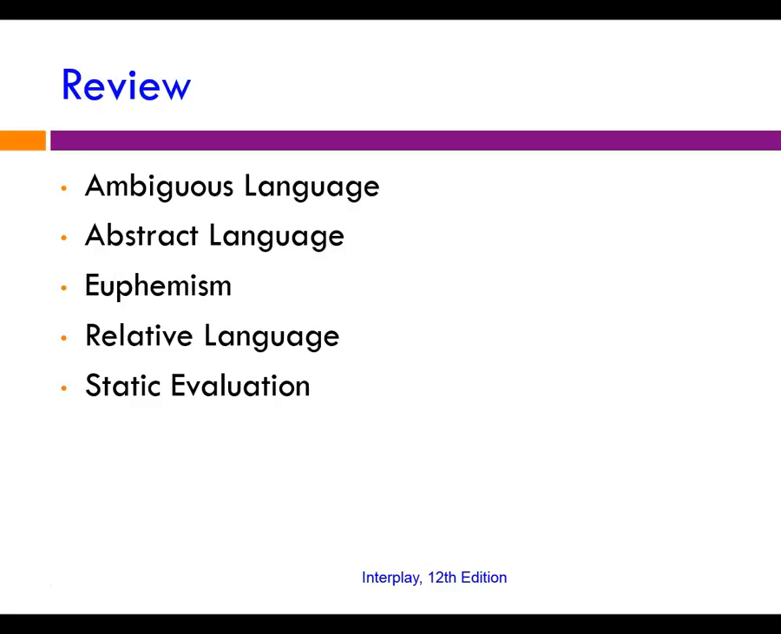So in review, in this presentation, we've looked at particular aspects of language with regard to precision and vagueness and discussed 5 different types of language that can be less precise than we may intend for it to be. We've looked at ambiguous language, the concept of abstract language, the use of euphemism, relative language, and static evaluation. Hopefully, by better understanding these types of vague language, we also have come to understand why these types of language may be problematic, as well as some strategies for avoiding these types of language in our interaction.